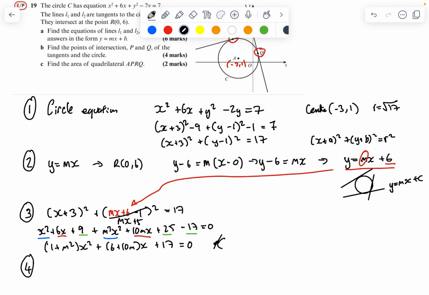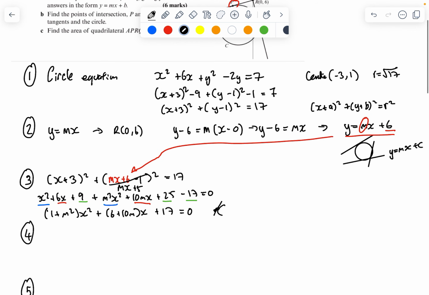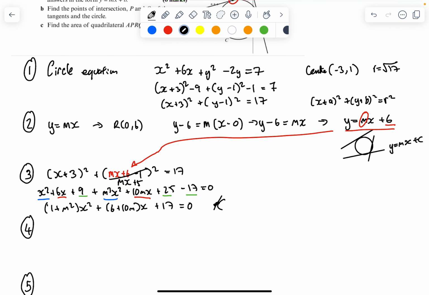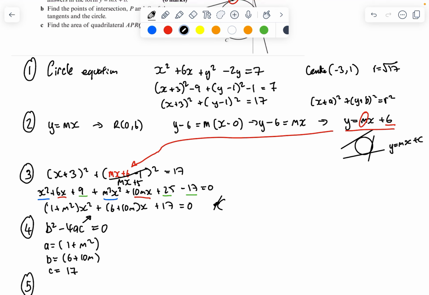Okay. Now, remember basically there's an infinite number of points. So what I need to do is work out which one P and Q are. So I know if it's a tangent, it only meets the circle at one point, and if there's only one single point that's a solution, that means that the discriminant of this quadratic has to be 0. So I look at my quadratic and I say, right, A is the thing that multiplies x squared, 1 plus m squared. B is the thing that multiplies x, that's 6 plus 10m. And C is basically my constant, which is just 17.